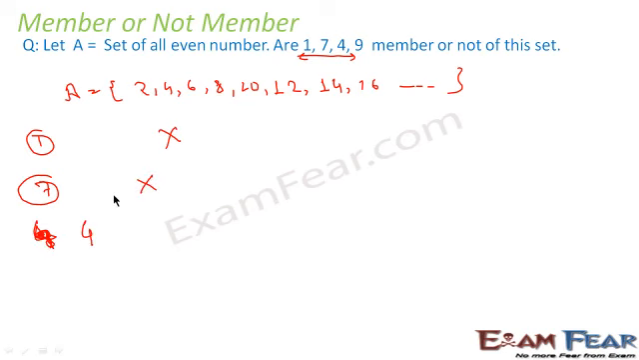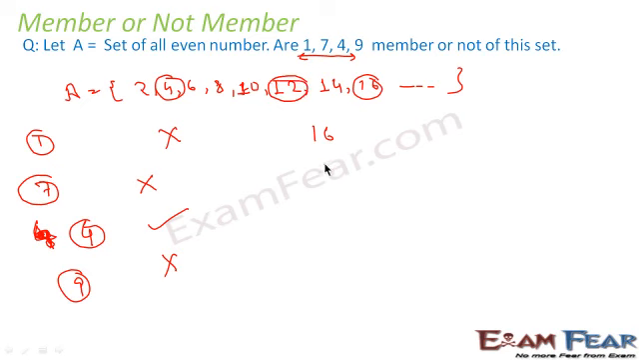When we talk about 4, I see that 4 is part of this set. So I'll say yes, 4 is a member of this set. Similarly, for 9, I see that 9 is not there. 8 is there, 10 is there, but 9 is not there. That means 9 is not a member of this set. Similarly, you take any number. Let's suppose 16, we'll say yes, 16 is a part of this set. 12 is a part of this set. But a number like 13 is not part of this set.